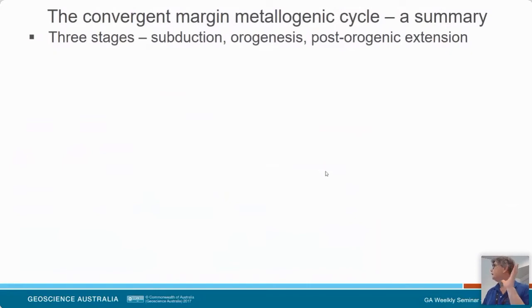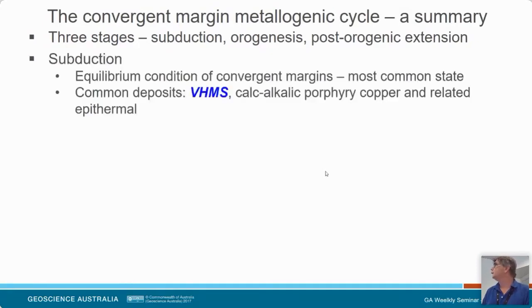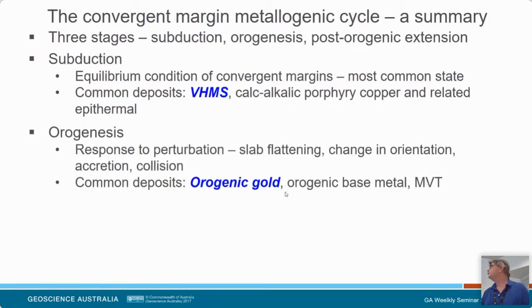Okay, so just to remind you what we talked about, we have three stages in the evolution of a metallogenic cycle, and we're going to call this a convergent margin metallogenic cycle. We have three stages: subduction, orogenesis, and post-orogenic extension. During subduction, which we think is the equilibrium condition of convergent margins, you commonly find VHMS deposits, calc-alkalic porphyry copper deposits, and related epithermal deposits. During the orogenic stage, in response to some sort of perturbation, we find orogenic gold deposits, orogenic base metal deposits, and MVT deposits.